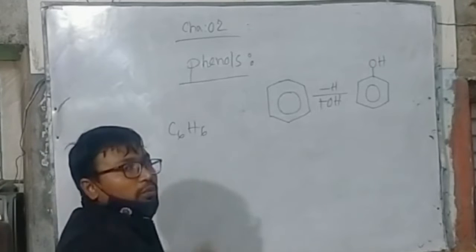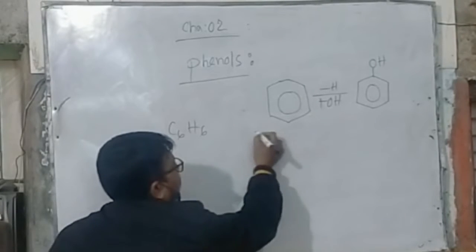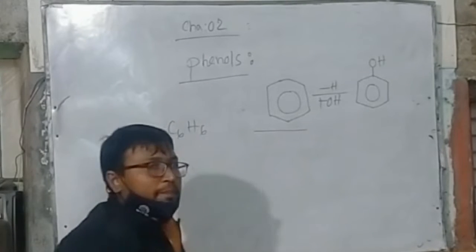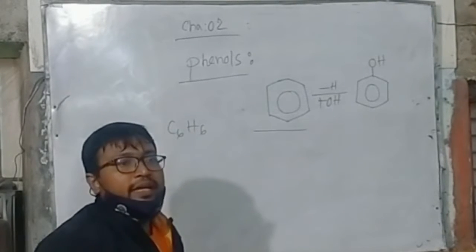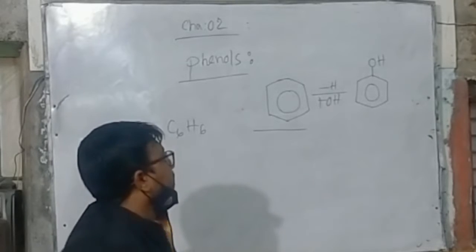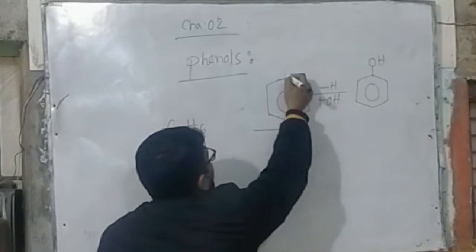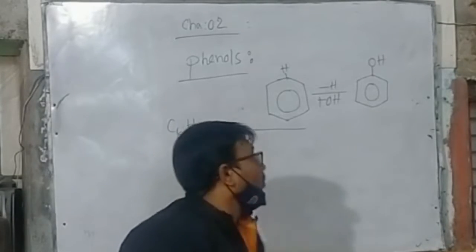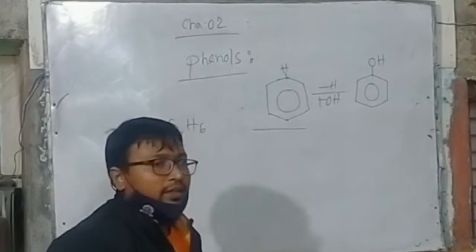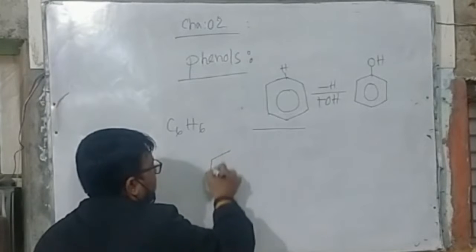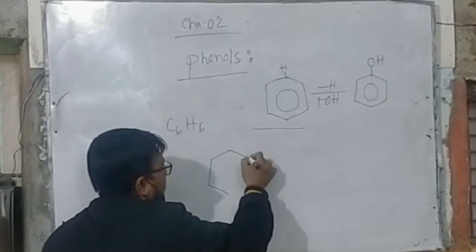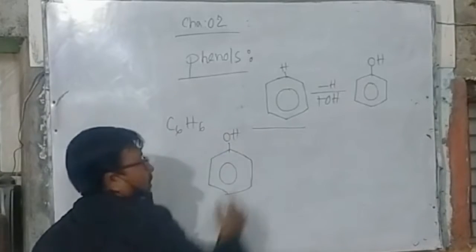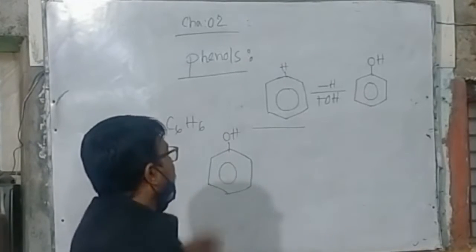We know that benzene has the molecular formula C6H6, and the structural formula is here. It looks like cyclohexane, but it is benzene. When one hydrogen atom is replaced by a hydroxyl radical, it is known as phenol. Benzene has a six-carbon ring, and phenol is the first substituent.